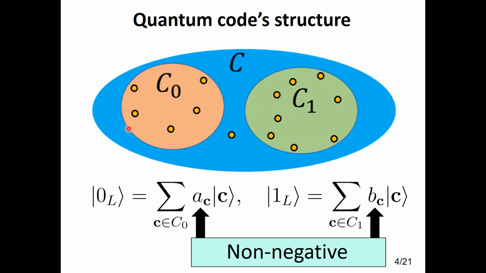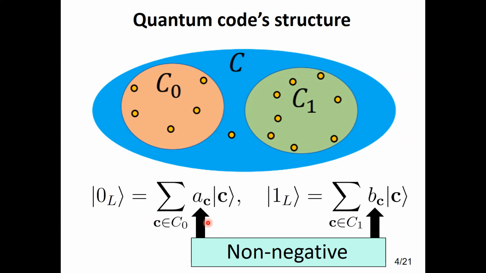What we're going to do is partition this classical code into two sets, C0 and C1. We construct a superposition over the code words in C0 and call it the logical zero. And we make a superposition over the classical code words in C1 and call it the logical one. By construction, the 0 state and the 1 state are orthogonal to each other. What is unspecified as yet are the coefficients in this superposition. For the moment, we're going to say they are non-negative.